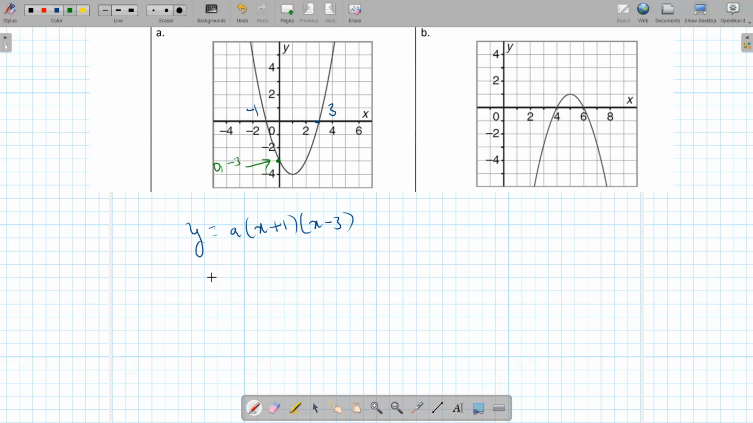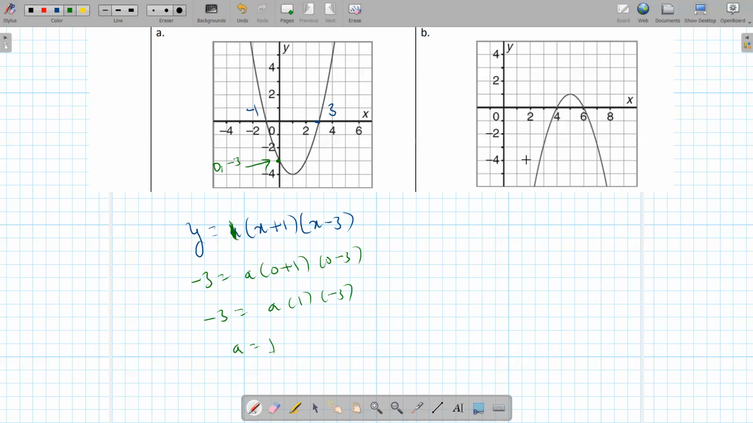0 and -3. So y is -3 when the x value is 0. So 0 plus 1 times 0 minus 3. So you get a times 1 times -3 equals -3. Then you can divide both sides by -3. What do you get as a? -1? +1. Oh, okay. Dividing -3 by -3 is a 1. So there you go. The a value is 1, and that's the equation.